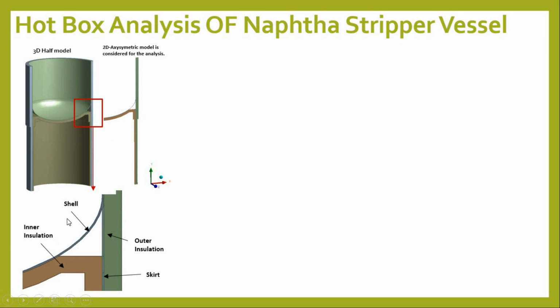So you can see this is your shell. In between there is a skirt, this is the outer insulation, and this is the inner insulation. This portion is your hot box. The purpose of this hot box is that the shell is subjected to a very high temperature, and this high temperature should be passed out. Due to this radiation, or you can say due to this hot box, it will pass to these strippers, right? So that's why you get very low stresses at the junctions. So that's why these hot boxes are provided.